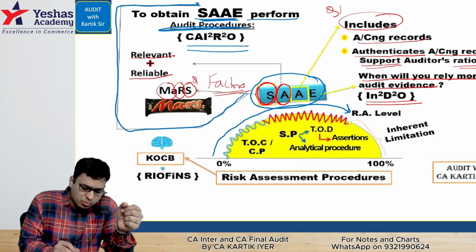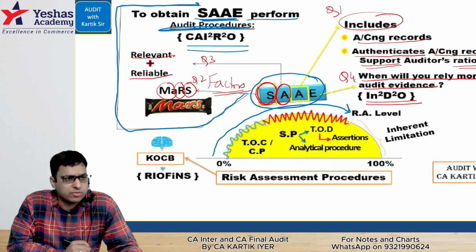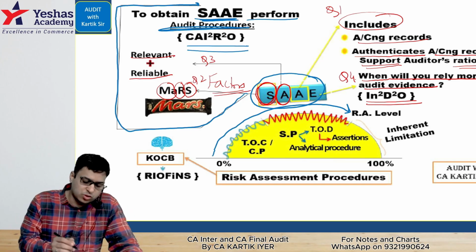So this definition becomes question number one. Factors affecting sufficiency will become for us question number two. Appropriateness is question number three. And when will you rely more on audit evidence is question number four for us. That completes this part. Let's go further.